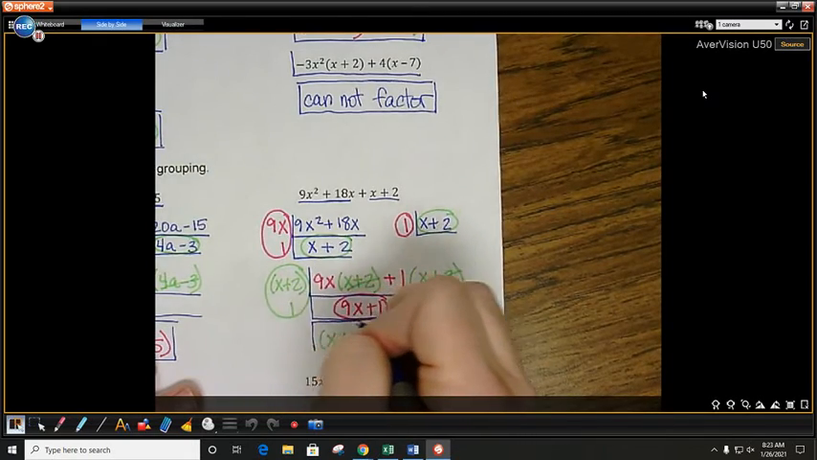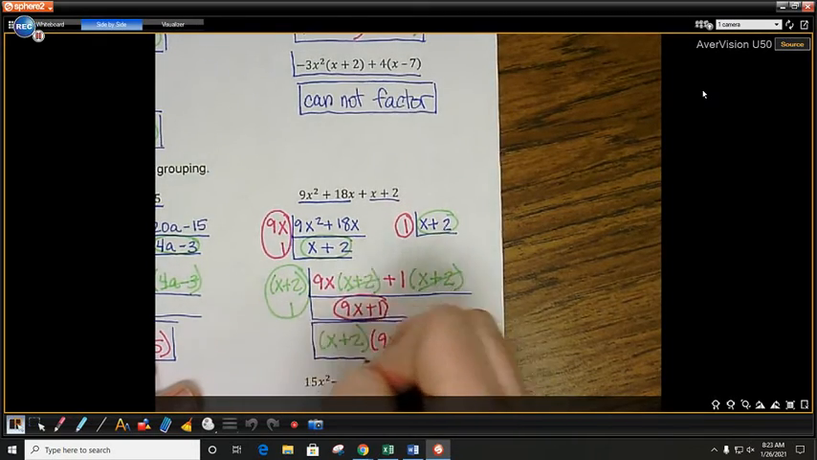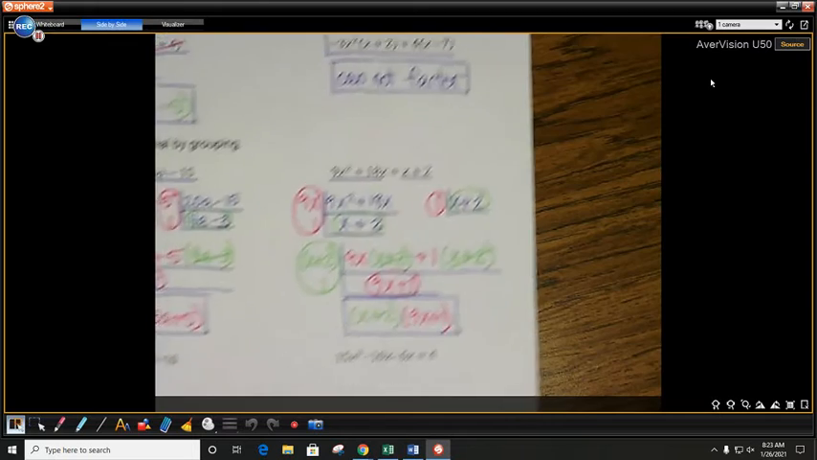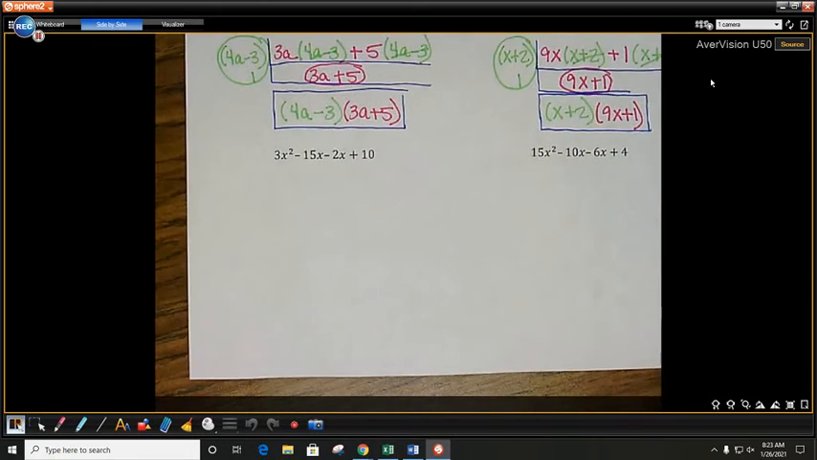So yes, this is a little bit longer of a process, but if you keep your work nice and neat and organized, I think we're going to all do okay. We have 2 more. Y'all are doing a great job.